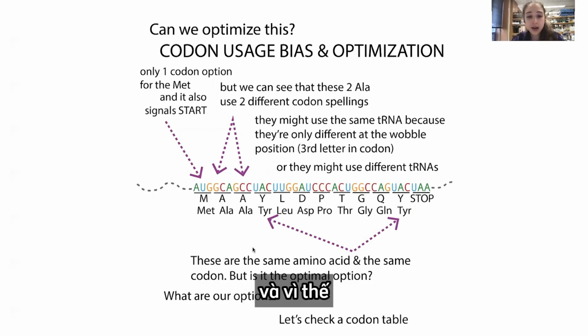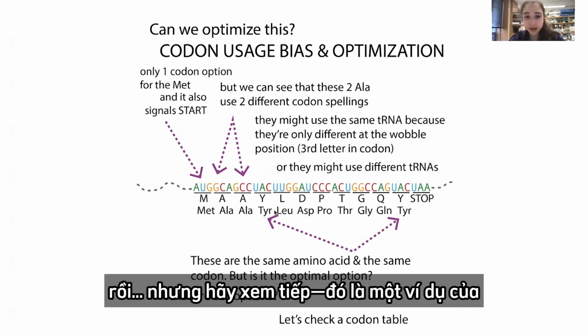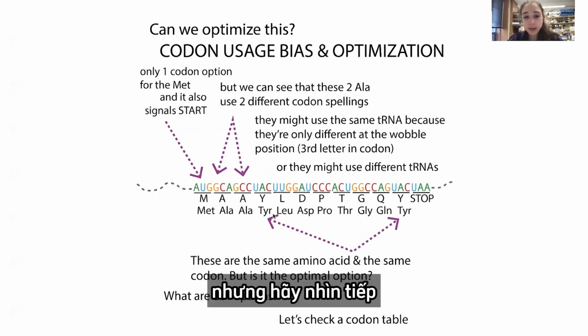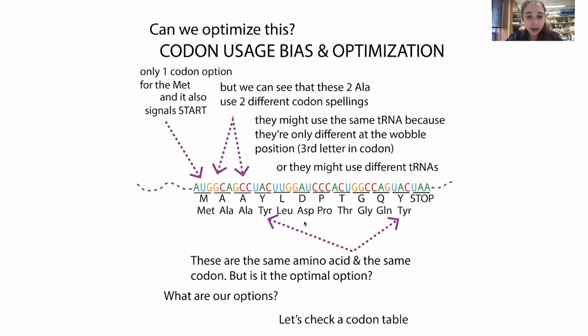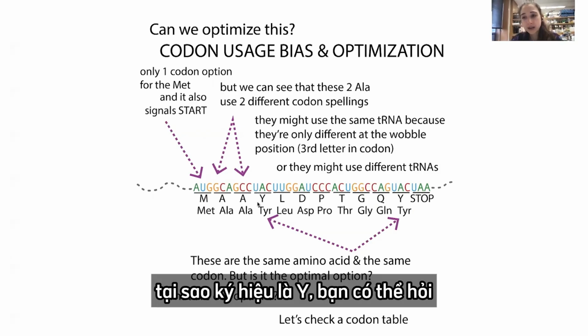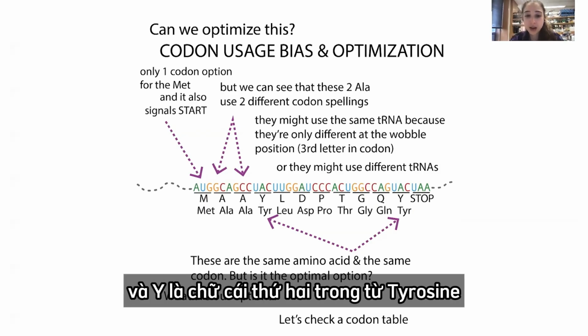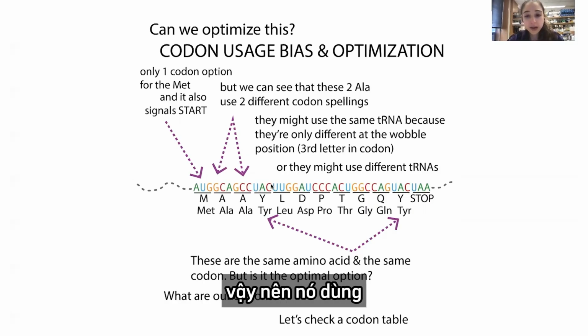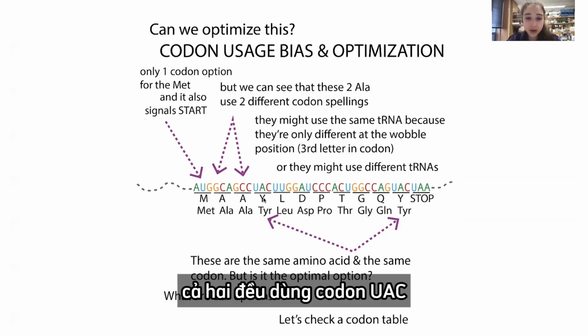So that's an example of the degeneracy already at play, but let's look at the tyrosines. There are these two tyrosines. Tyrosine has the abbreviation Y. Why, you might ask? Well, T is for threonine, and the Y is the second letter in tyrosine. So there you go. They both use this UAC codon.